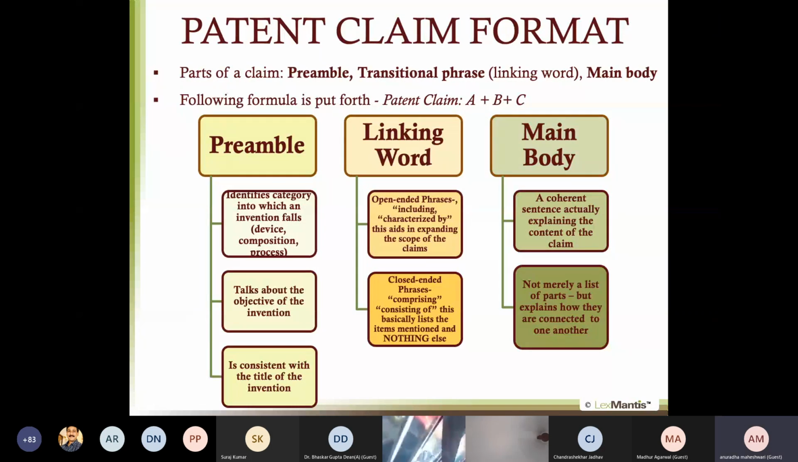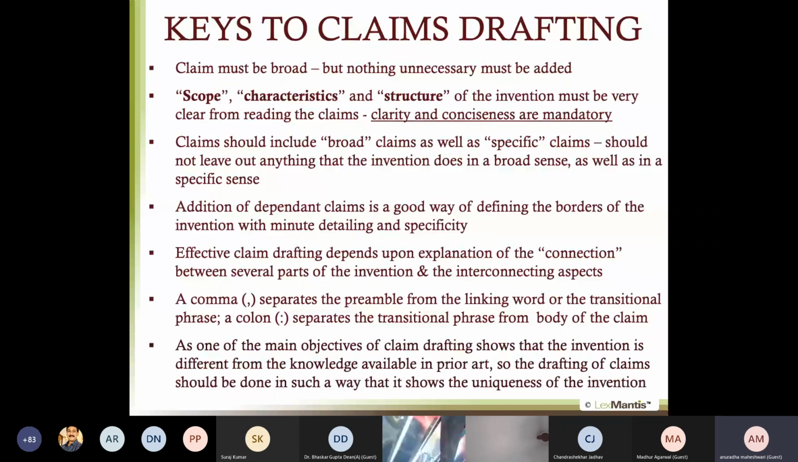Including is an open-ended phrase. When I say including so and so, it means this plus so and so. Whereas if I say consisting of, it means only this much and nothing more. So we have to choose the linking word very carefully and then make a whole coherent sentence, which is the main body of the claim. All right. So these are some of the keys to the claims drafting.